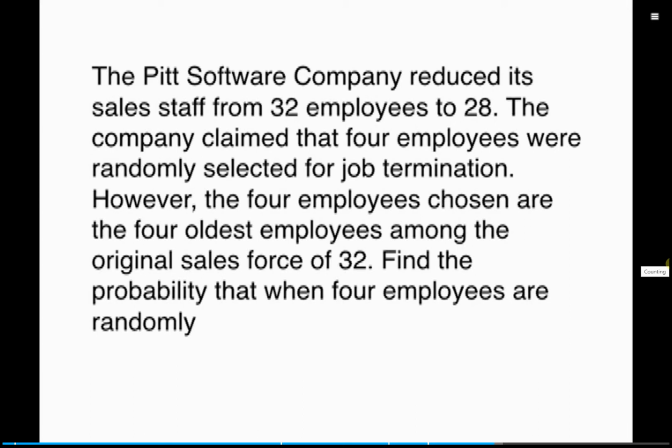So what we have here is a software company that had 32 employees reduced to 28, and so that meant they eliminated 4 people, and they happened to eliminate the 4 oldest, although they say that they randomly selected the ones to eliminate. Now what we're looking for is to find the probability that when 4 employees are randomly selected from the group of 32.